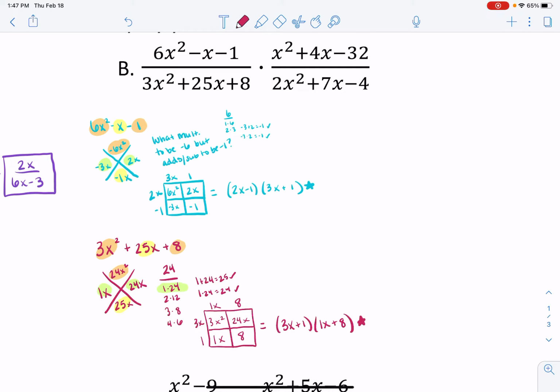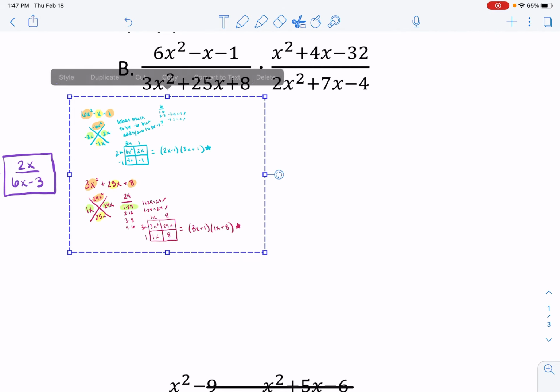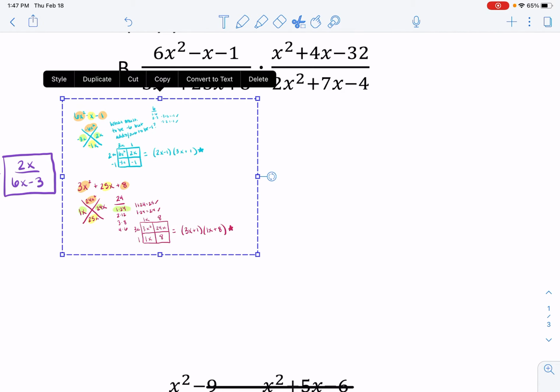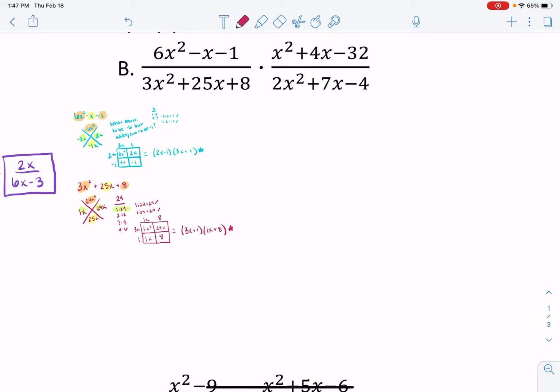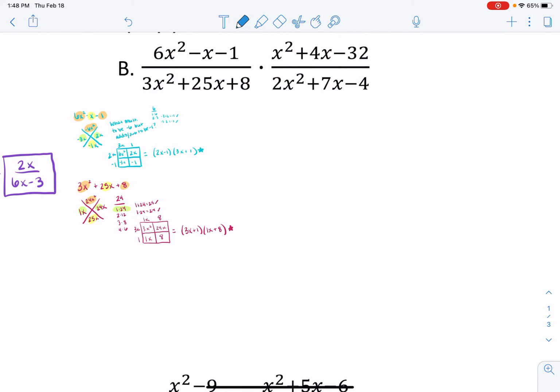Okay, awesome. I'm going to make these just a little bit smaller so I can keep going here. Let me just minimize them. All right. So now let's take a look at x squared plus 4x minus 32.